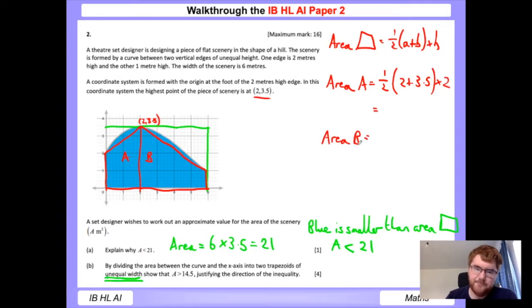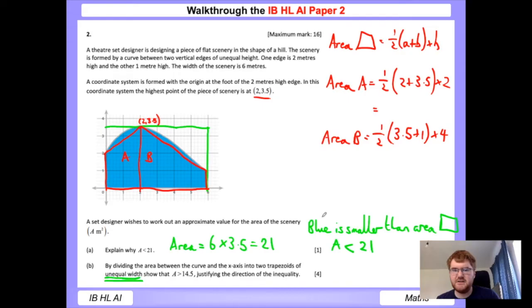And area of B, so now we're looking at this one here. Well, that's going to be a half, open brackets, we've got 3.5 and 1, and then we're going to times it by 4 because this is 4 coming across.